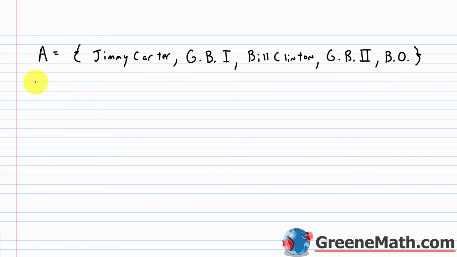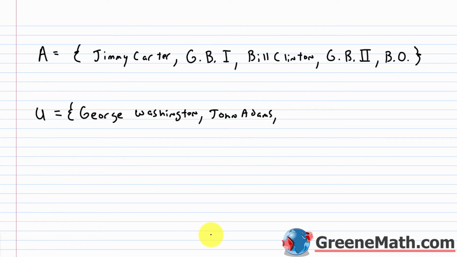But what's important is to understand that the universal set, the set with the capital letter U, would be what? It would be all of the U.S. presidents that ever existed. Okay, so we would start with George Washington. And then the next one was John Adams. And then, of course, after that, you had Thomas Jefferson and so on and so forth.